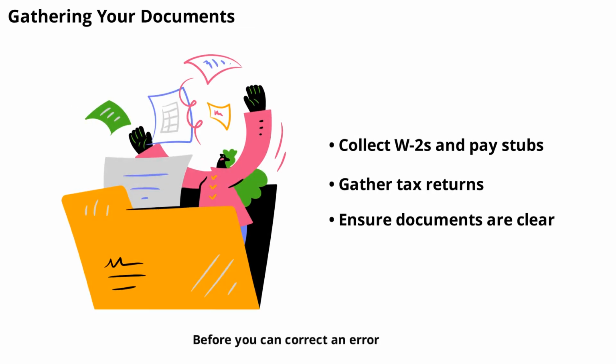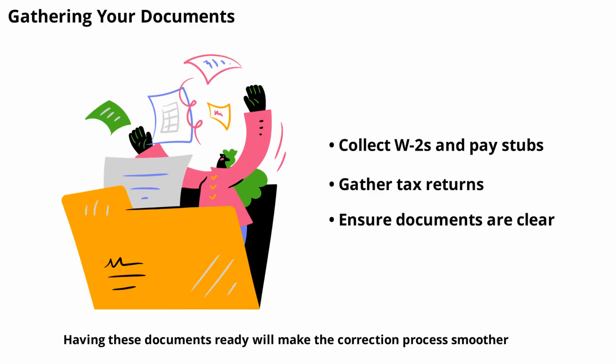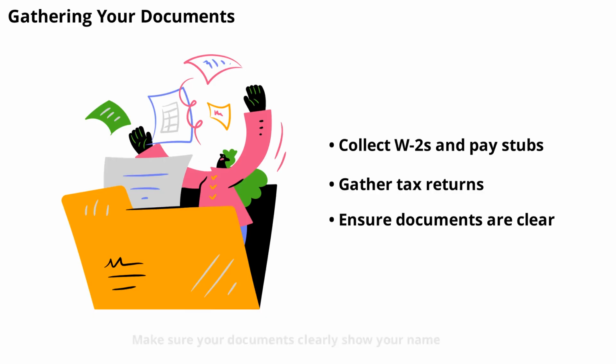Before you can correct an error, you'll need to gather supporting documents. These might include W-2 forms, pay stubs, tax returns, or any correspondence with your employer. Having these documents ready will make the correction process smoother and help prove your case to the Social Security Administration. Make sure your documents clearly show your name, Social Security number, and the correct earnings for the year in question.